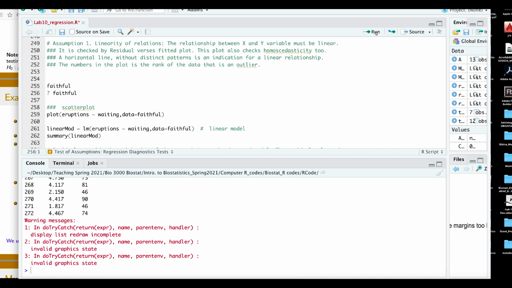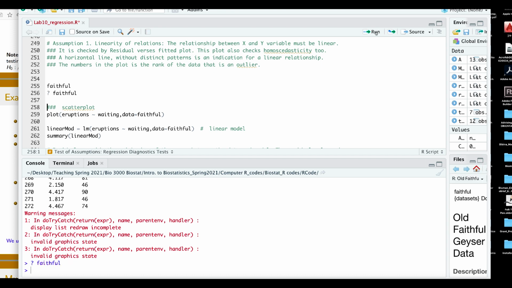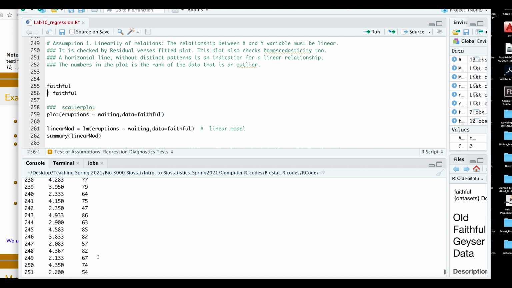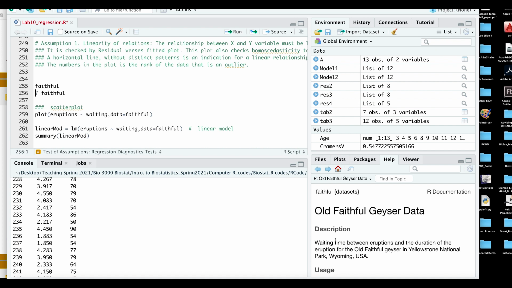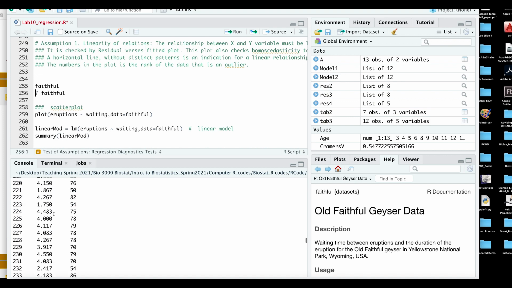So faithful is a data set. What is the faithful data? Let me run that faithful data here. Okay, so this is the faithful data. By the way, it's a big data set, so you can check what the faithful data stands for. It says waiting time between eruptions and the duration of the eruption for the Old Faithful geyser in Yellowstone National Park. They actually recorded the waiting time and the eruption time.